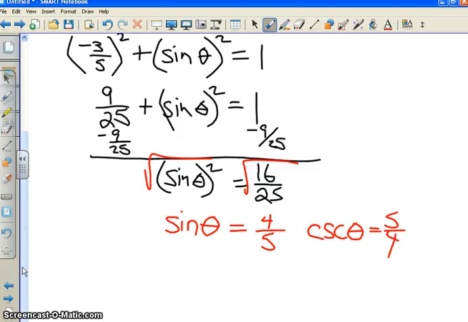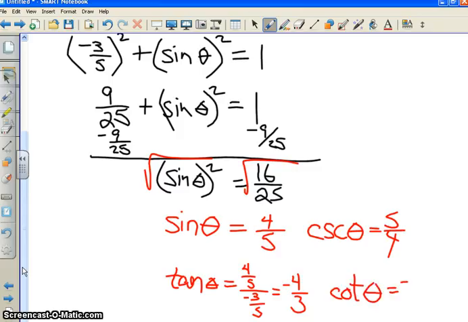And then we could even figure out tan and cot, because tan, as we learned a couple days ago, is the same thing as sine divided by cos. So if I take my sine and divide it by the cos, 4/5 divided by -3/5 makes -4/3. And then I would know that cot is the reciprocal of that, -3/4.